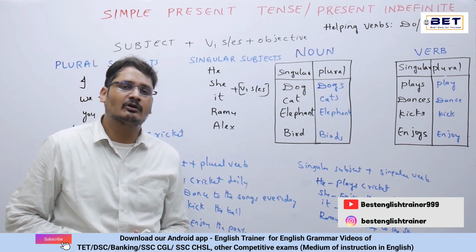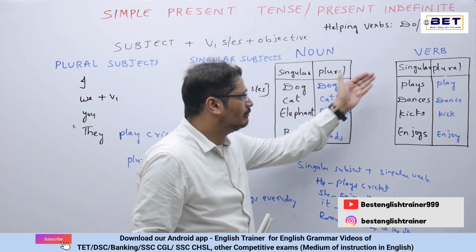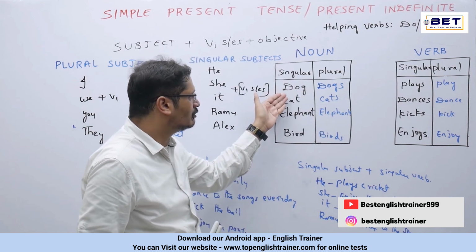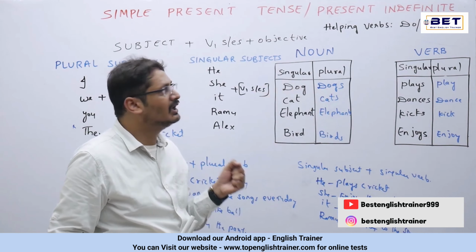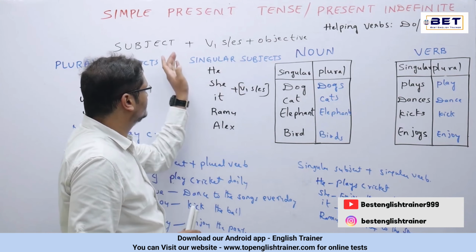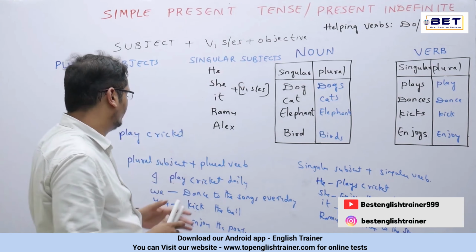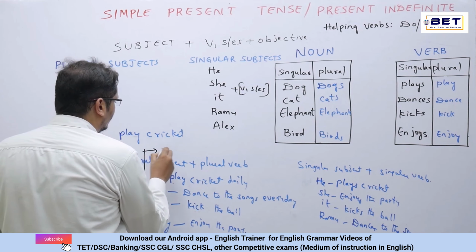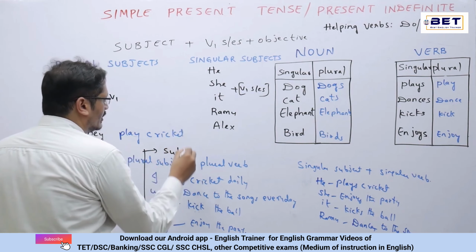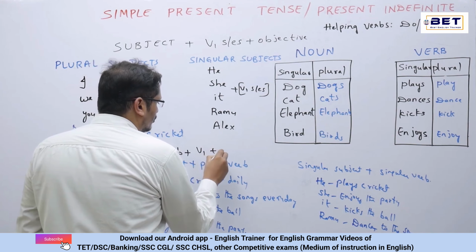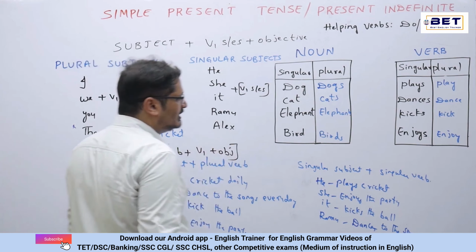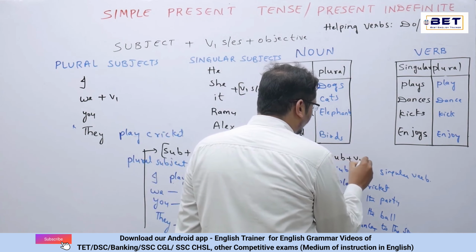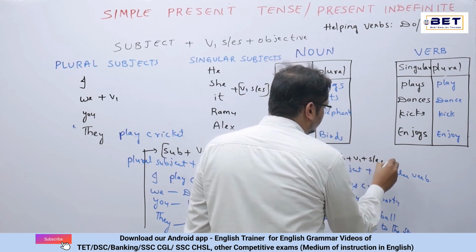So finally, we need to remember the concept over here. What is the concept? For verb, singular is with S, plural is without S. For noun, singular is without S and plural is with S. Now, see the structure over here. Subject plus V1, S or ES plus objective. For the plural subject plus plural verb, what is the structure I am writing here? Subject plus V1 plus objective. Now, for the singular subjects and the singular verb, what are we writing? Subject plus V1 plus S or ES plus objective.